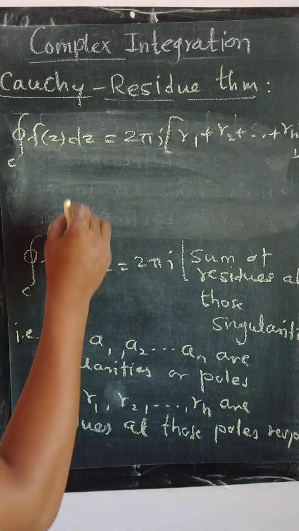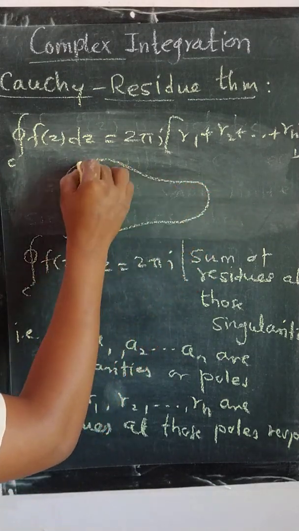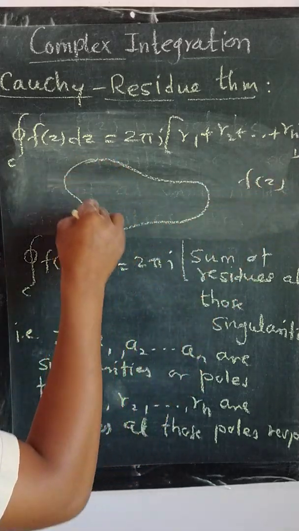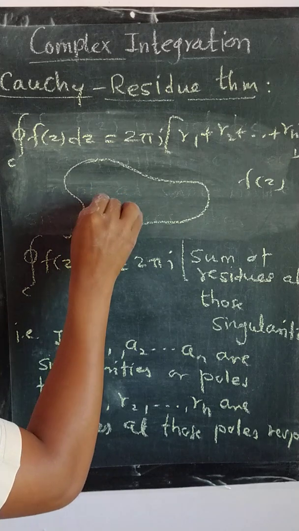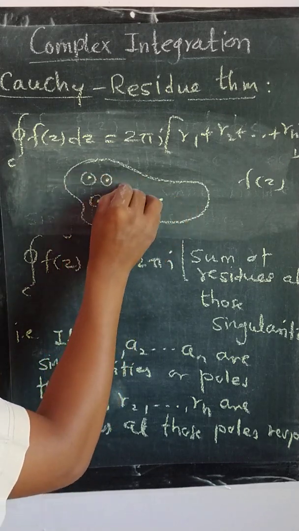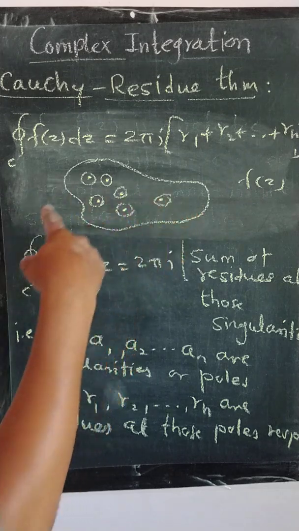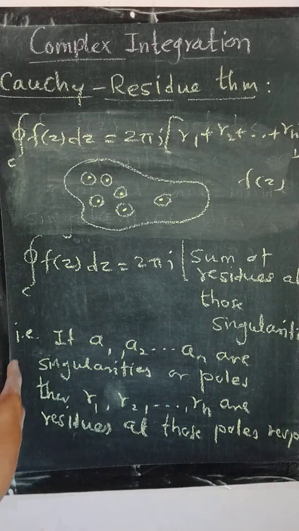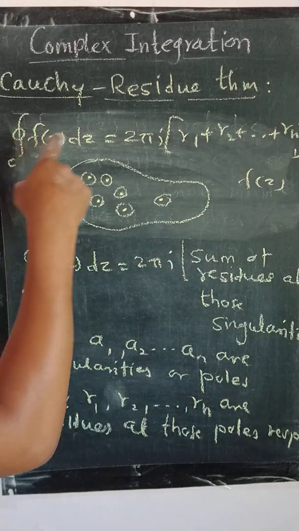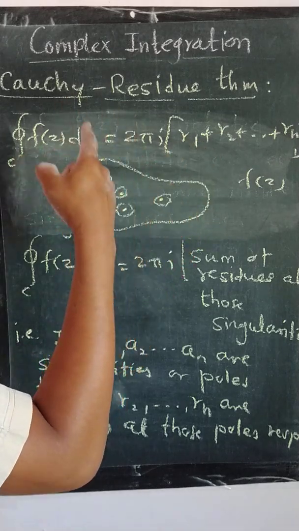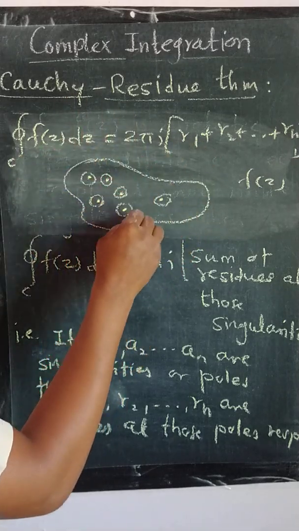Diagrammatically, if this is a closed contour, and if our function f(z) is analytic on the curve and within the curve except at these points, that means the function is not differentiable in the neighborhood of these points, then the Cauchy residue theorem says the value of the integral is equal to 2 pi i times the residue of the function at these singularities.